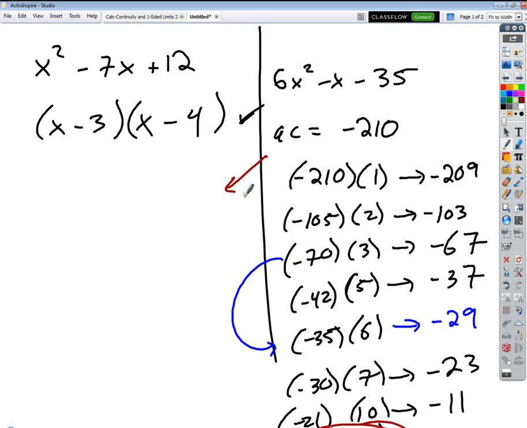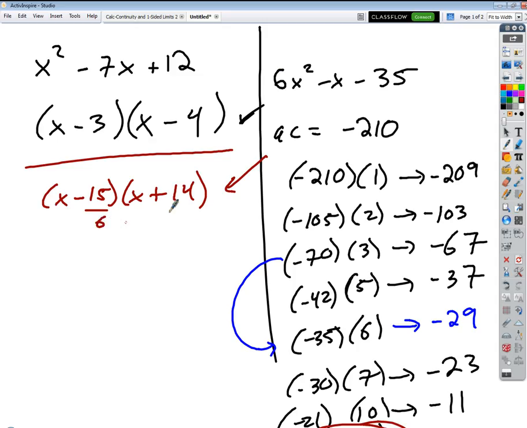x minus 15, x plus 14. Okay, so we're going to write out x minus 15, x plus 14, and divide the constants by 6. And now what? Simplify. 15 over 6 reduces to 5 over 2, is that right? 5 halves. So this one becomes x minus 5 halves. This one becomes 14 over 6, 7 over 3. 7 over 3, good. And one last step.